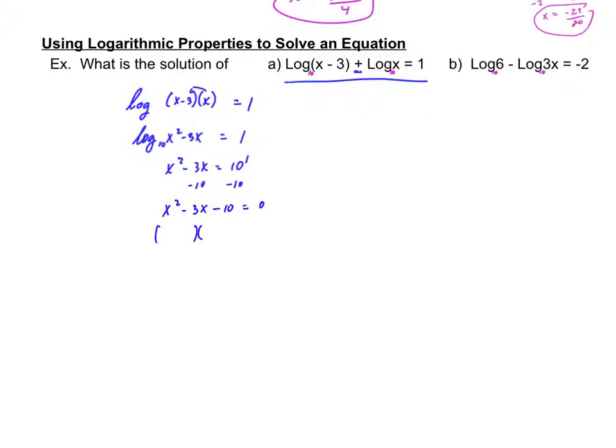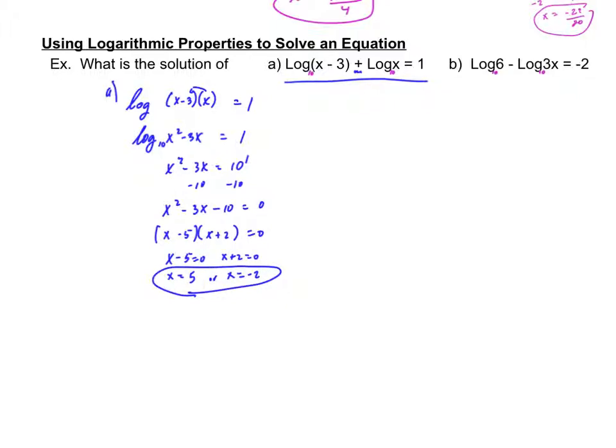And I know that when I factor that, I'm going to have x minus 5, x plus 2, and then using my zero product property, x minus 5 is equal to 0, x plus 2 is equal to 0, or x is 5 and x is negative 2. You can put those back in the equations and check them, and you'll find out that they both work. So there's your solution to A.